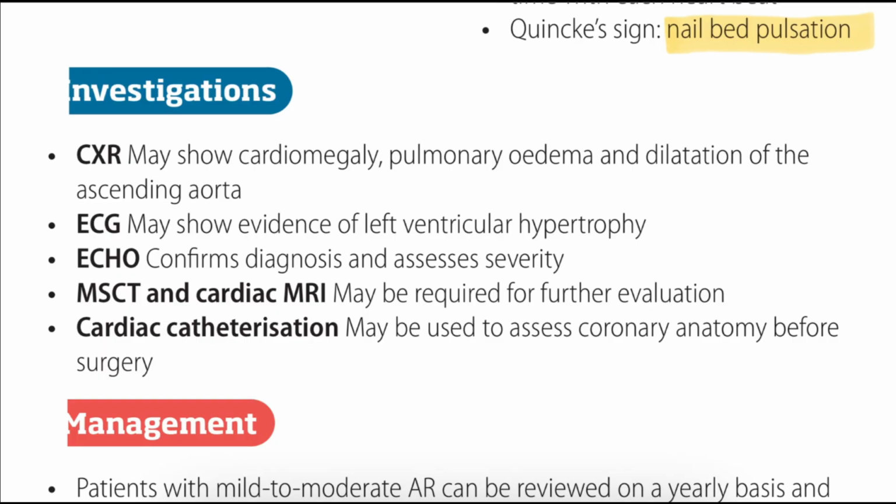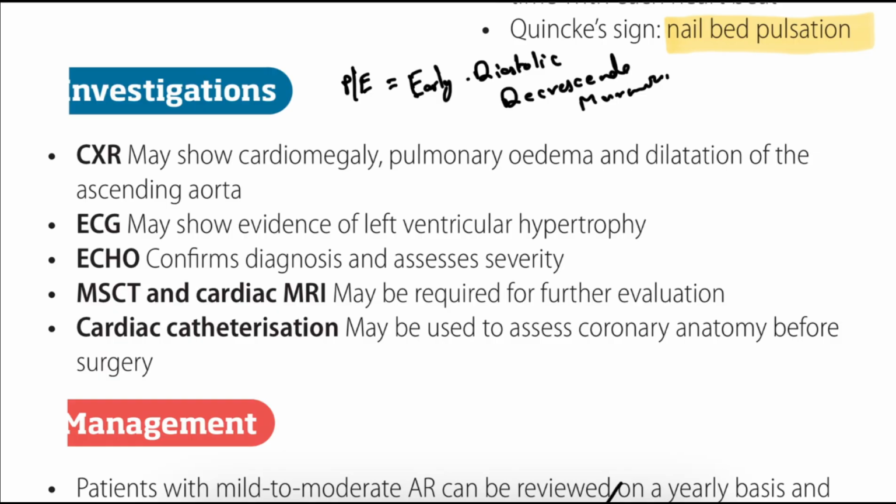We can confirm this diagnosis with physical examination. In auscultation, the classic murmur we can hear is an early diastolic decrescendo murmur. This decrescendo murmur is best heard at the left sternal border.